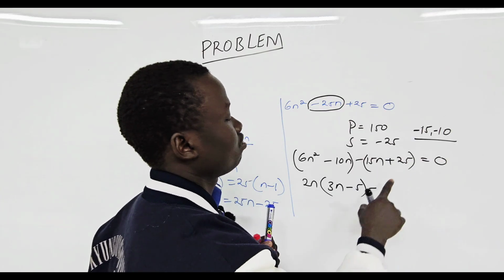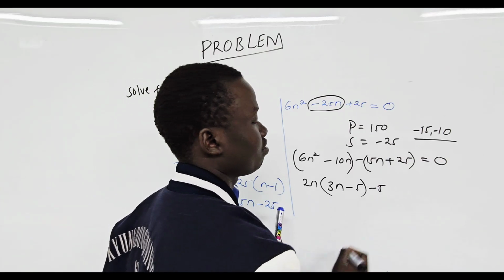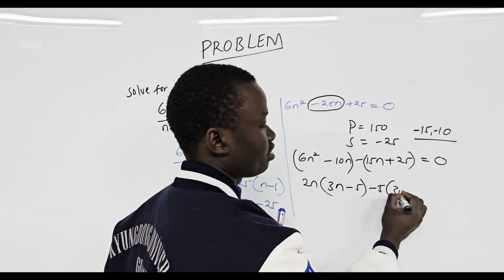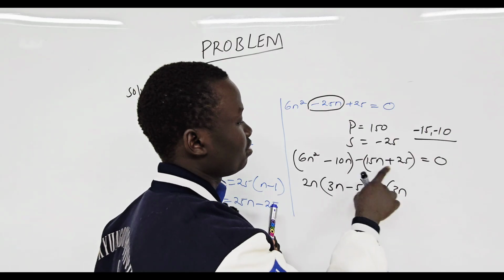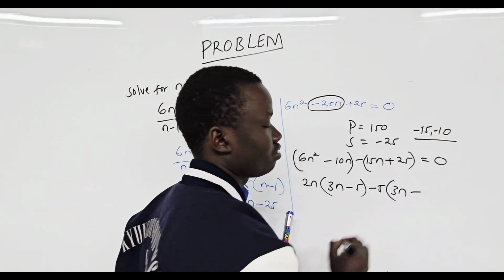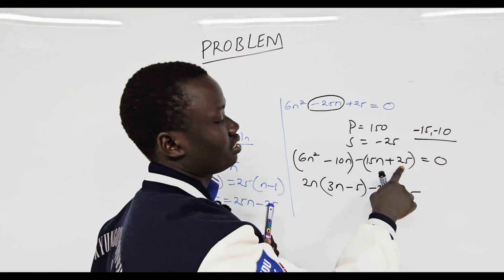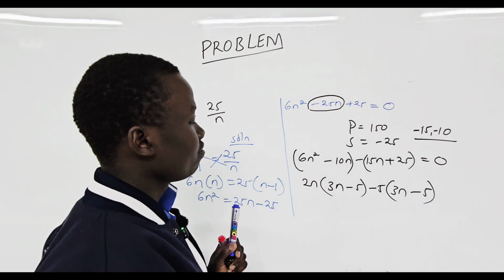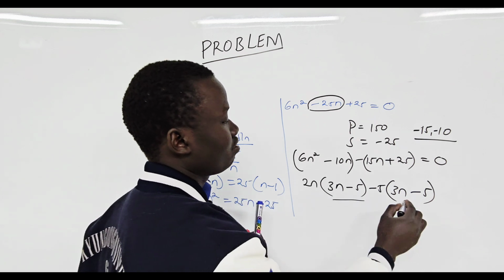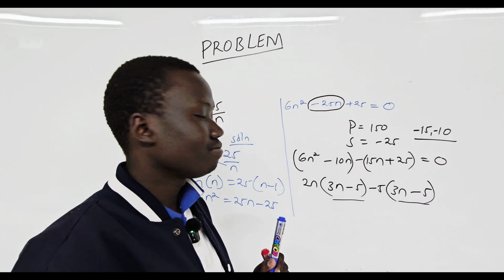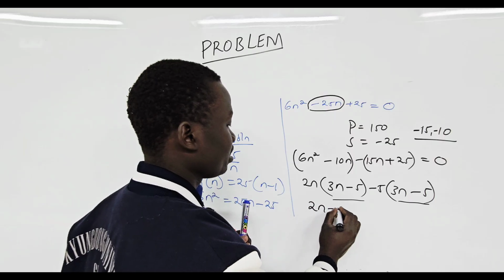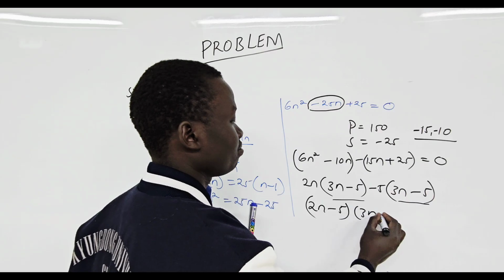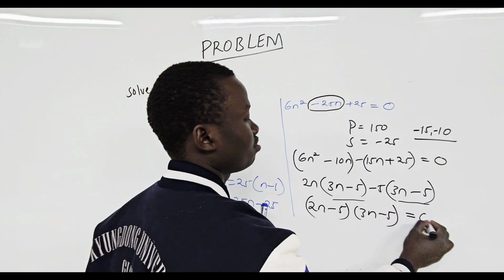Minus, what should we factor out here? 5. If we factor out 5 here, we will be left with 3n, and negative multiplied by positive is negative. Having taken 5 outside, we are left with 5. Now let's compare the brackets. The brackets are equal, so our factorization is okay. So now we are going to have 2n minus 5, then just pick one of the brackets, 3n minus 5, and this is equal to 0.